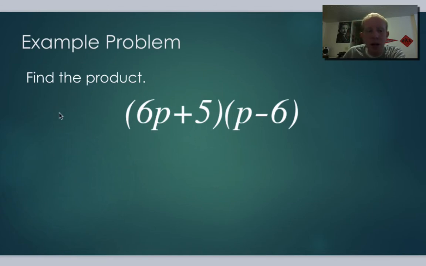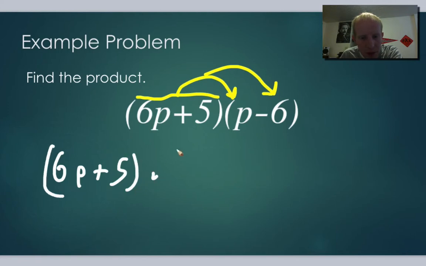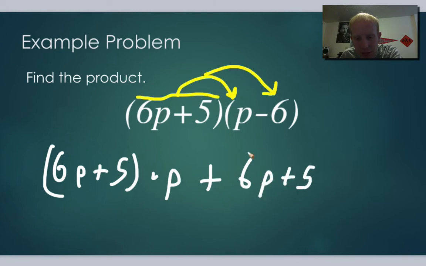Now there's two ways to think about it. You can either distribute twice or you can FOIL. Either one is fine. But let's just look at the distribution method first. So if we treat this as one expression, one thing we have to distribute, we're going to have to distribute this whole thing to the p and the minus 6. So if we do that, we're going to get 6p plus 5 times p, and we're going to get 6p plus 5 times negative 6.